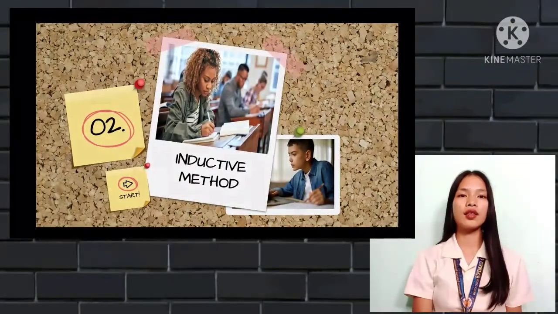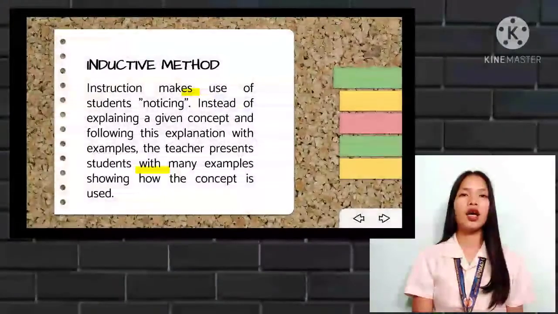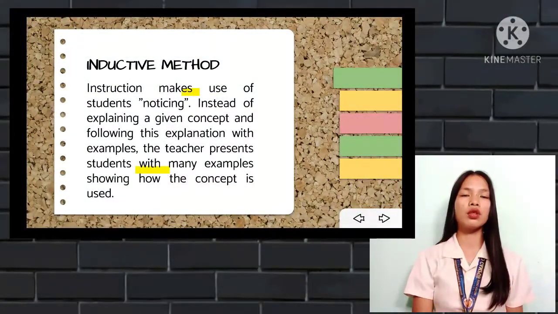Next is the inductive method. Instruction makes use of students noticing. Instead of explaining a given concept and following this explanation with examples, the teacher presents students with many examples showing how the concept is used. The intent is for students to notice, by way of examples, how the concept works.